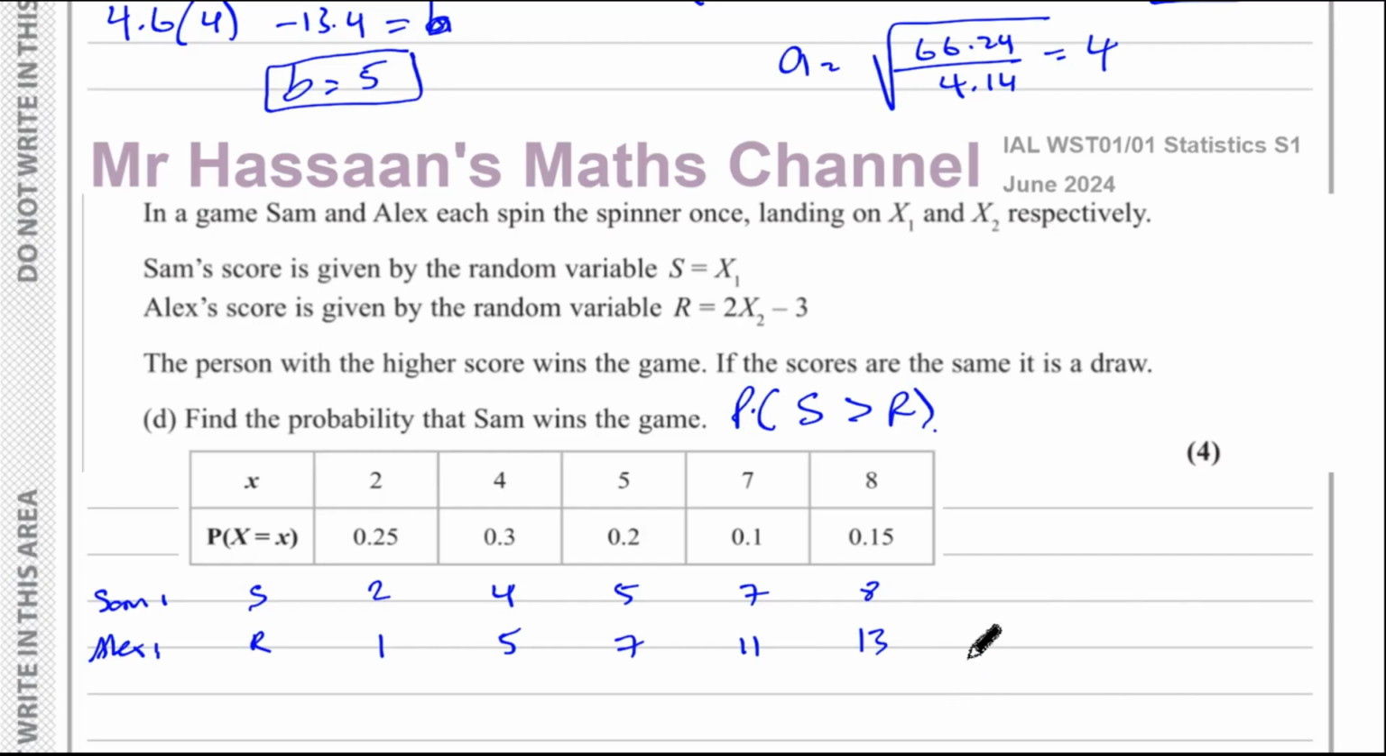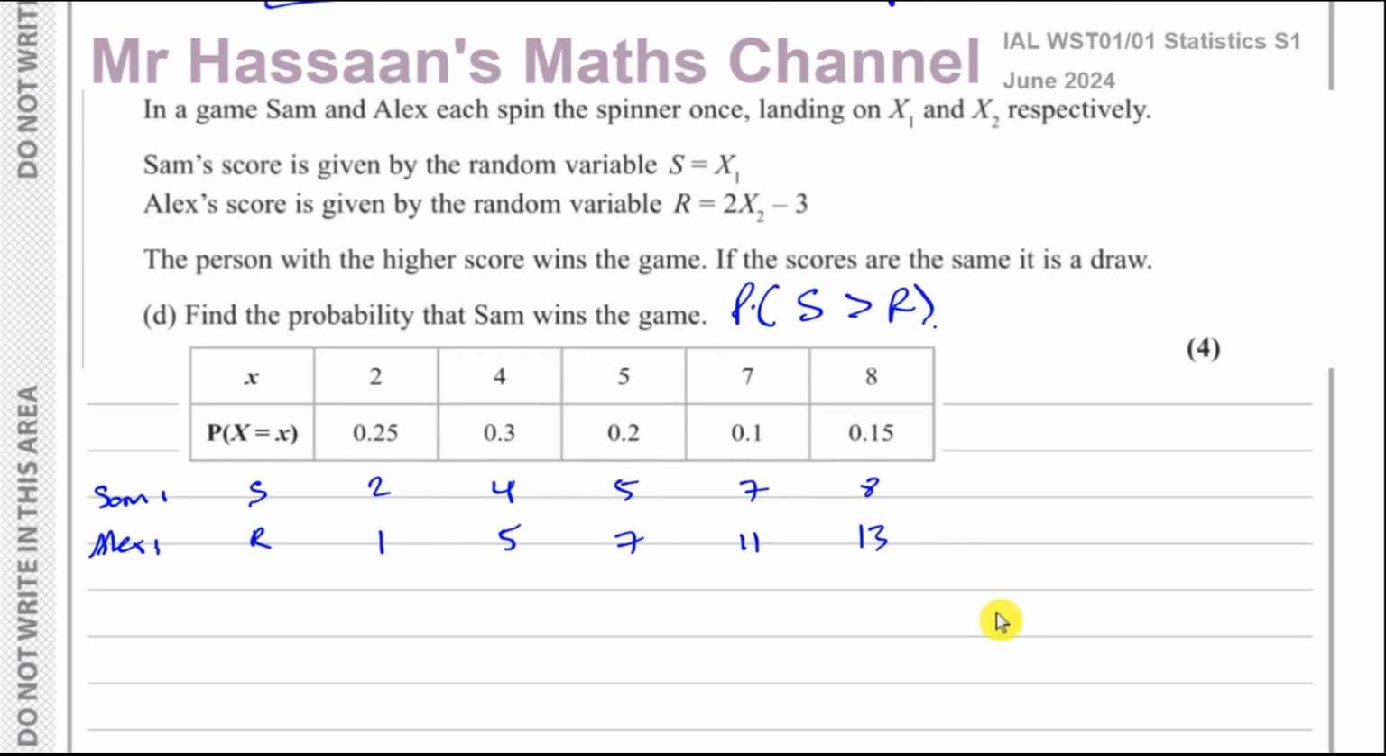So we've got to find the probability that Sam wins the game. Let's consider the highest score first that Sam can get. Let's consider when Sam gets an 8, okay? And the probability of that is 0.15 times, and then you've got to think of all the scores that will beat Alex's score if he gets an 8. For example, if Alex gets a 2, Sam has beaten him because Alex's score is just 1. So you're going to have 8 times, this is for Sam. I'll do it like this so it makes it clearer.